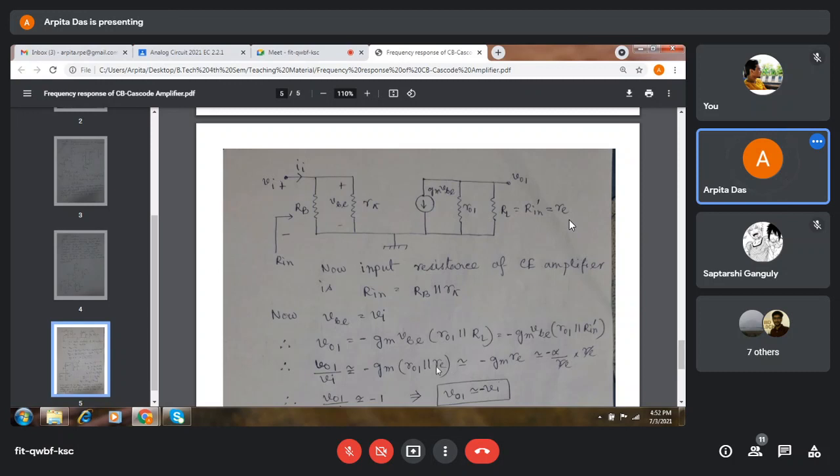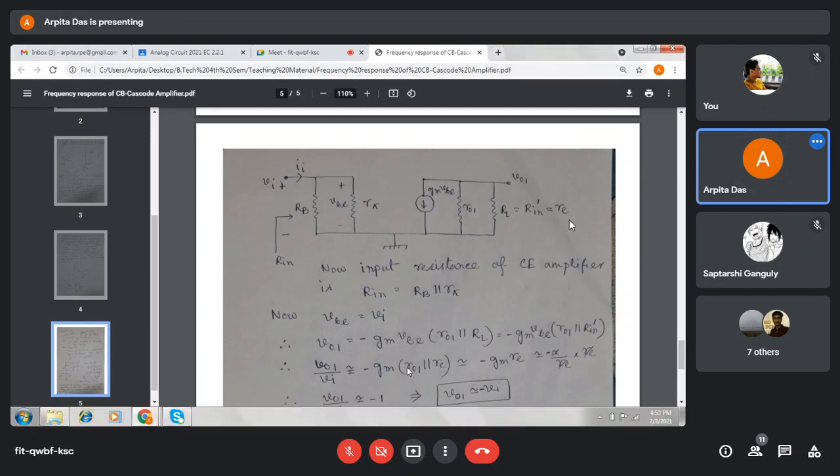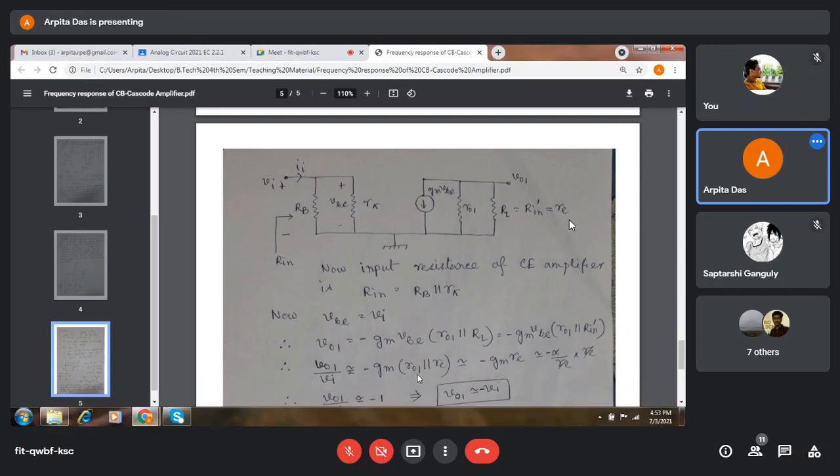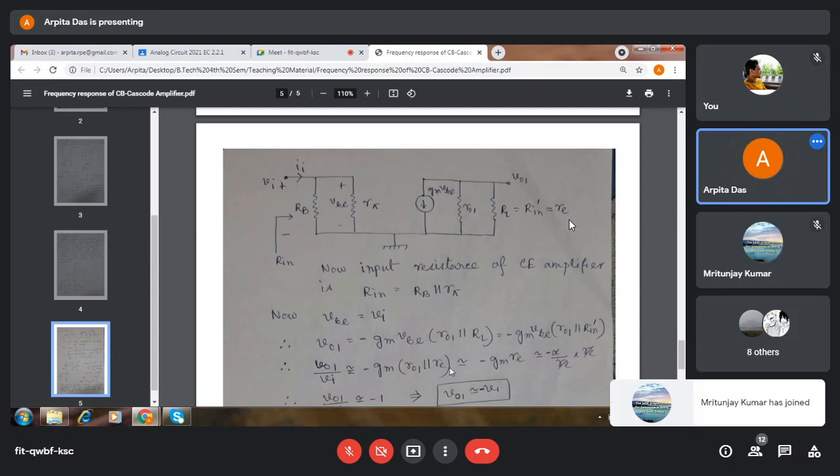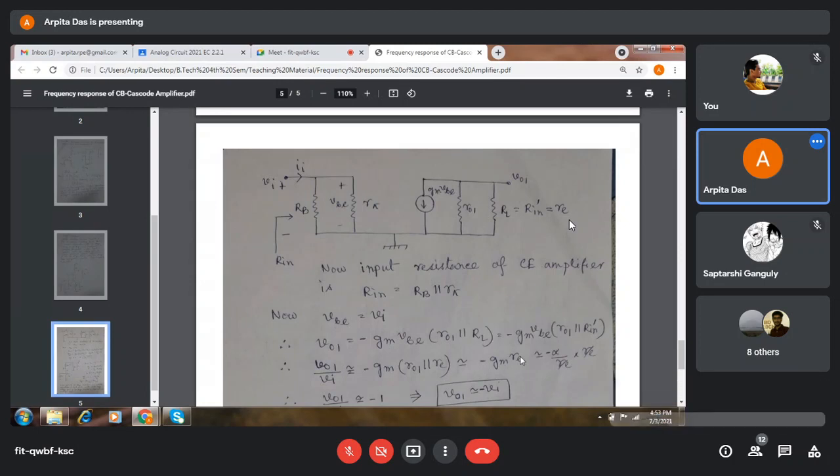Again, the parallel combination of these two is approximately equal to RE, because RO1 is very, very high and this one is very low. So effectively, this parallel combination is almost equal to this one, GM into RE. Now, it is proven that GM is alpha by RE. So actually, VO1 by VI is minus alpha.